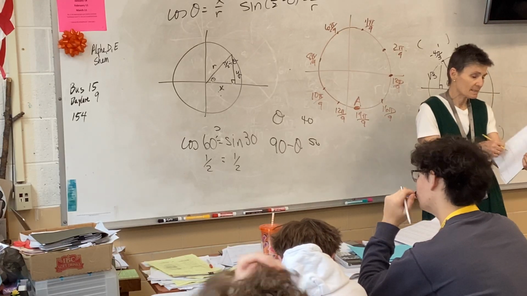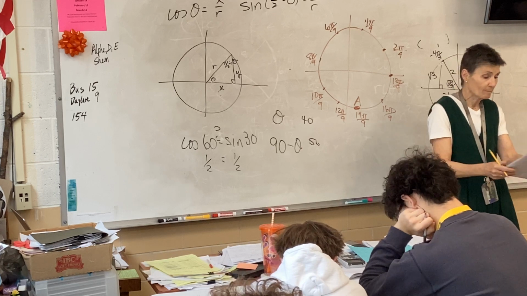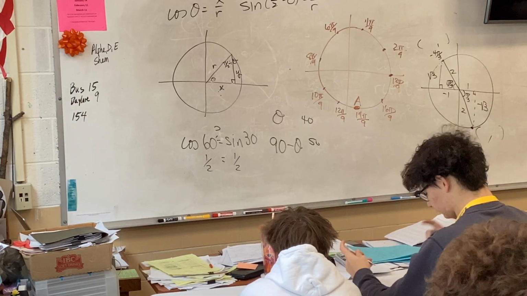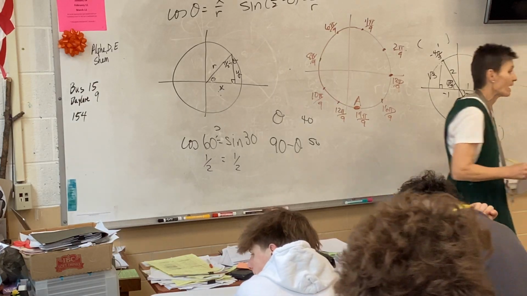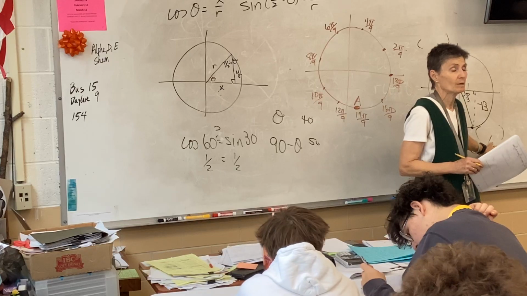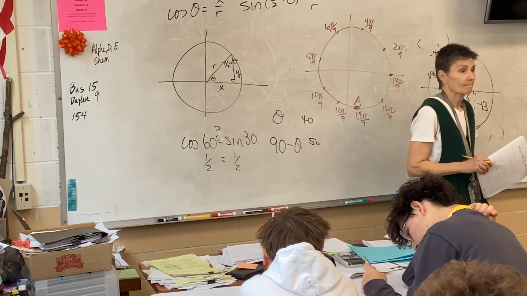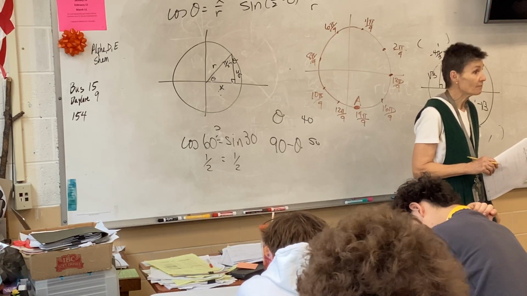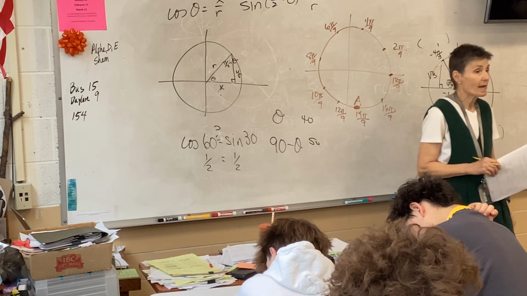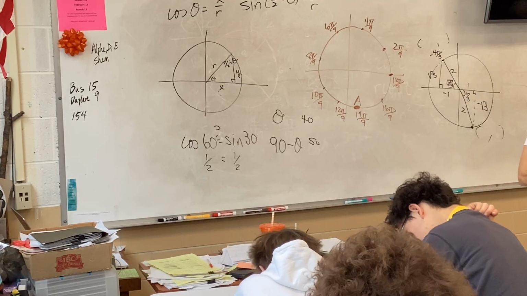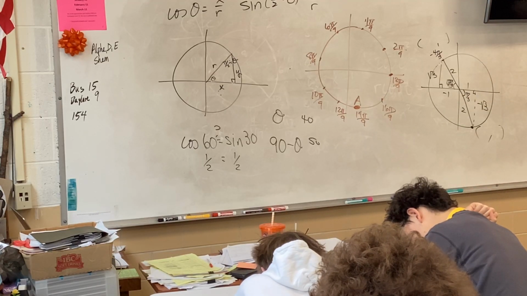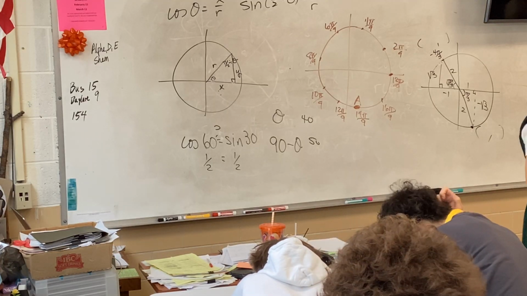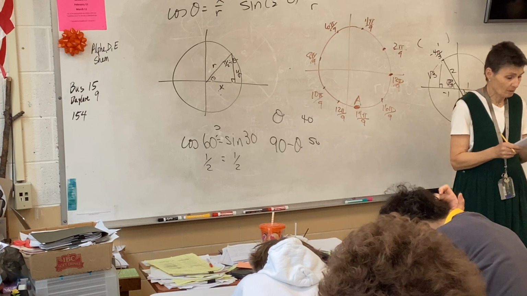Now, number 11 is kind of like the one we did earlier, but it's asking me for the exact coordinates. They tell me the angle is 5 pi over 3. So what are the exact coordinates at 5 pi over 3? 1/2, negative root 3 over 2. Those are the exact coordinates because it's 5 pi over 3. Without a calculator, find each of the following.